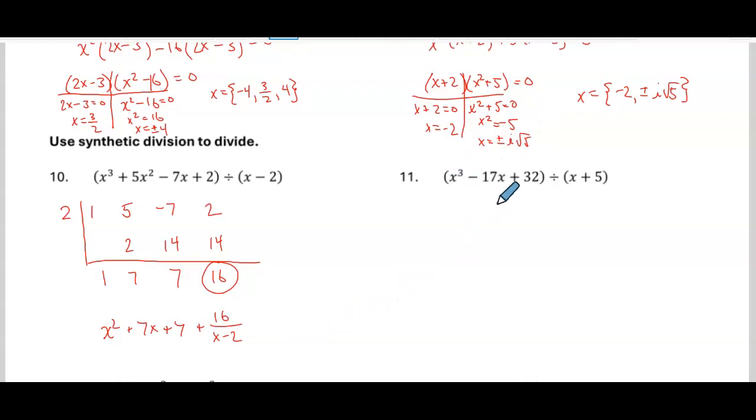Okay, number 11, same concept, except this time, when I bring that root down, I do have a missing term. So I have 1 for the x cubed term. I don't have an x squared term, need to hold that spot with a 0. Then I go across with the rest. Okay, same process. Bring the 1 straight down, multiply, add, multiply, add, and multiply. And add one more time. And again, we have a remainder this time.